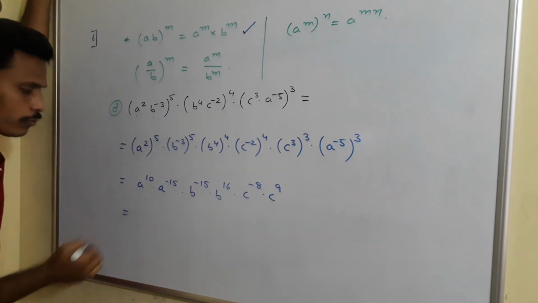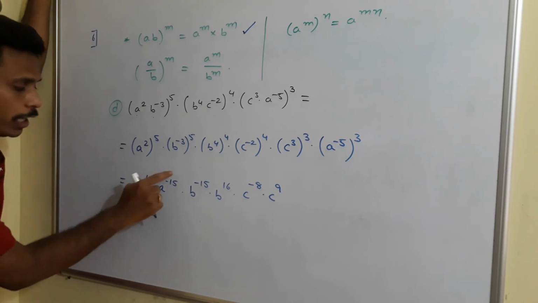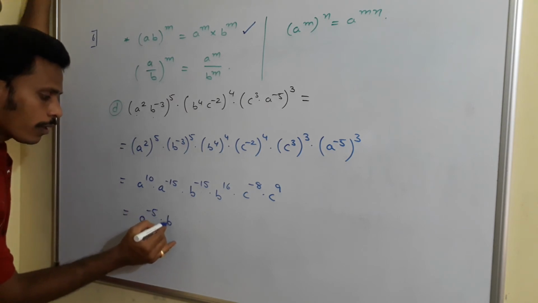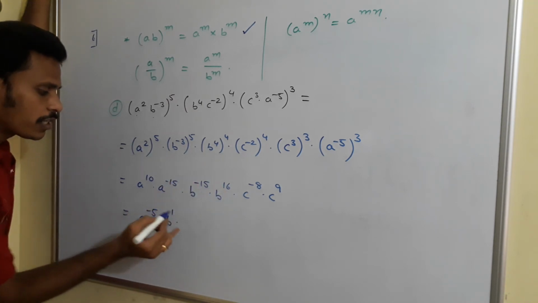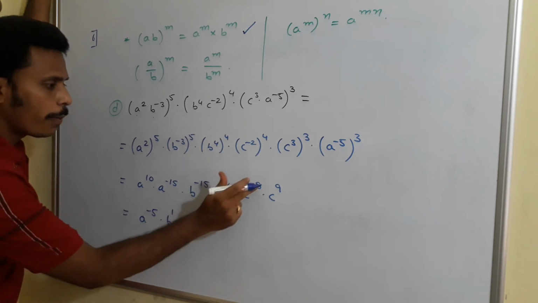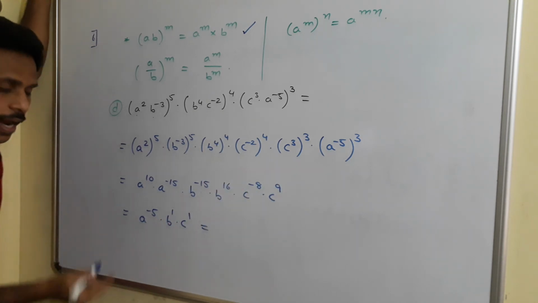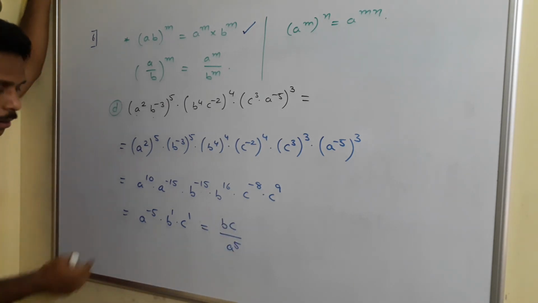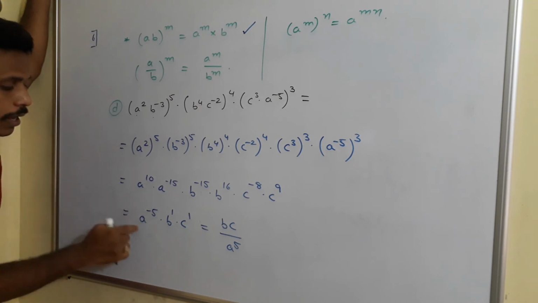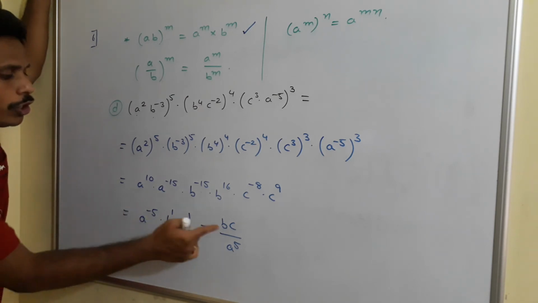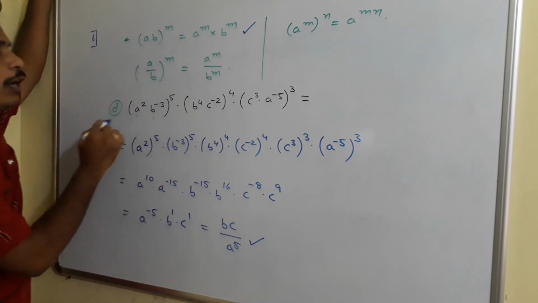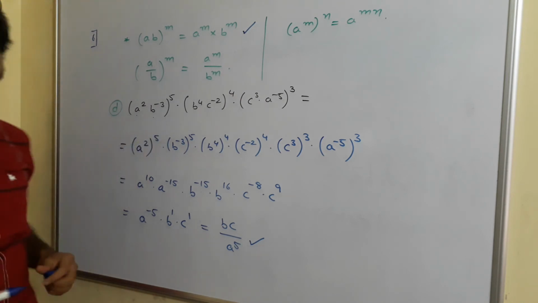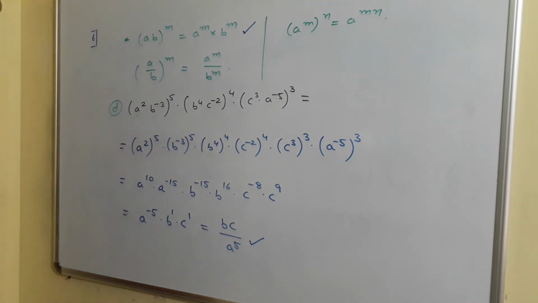And now this is equal to, since the bases are the same, we need to add the powers. So A power 10 minus 15 is minus 5, into B power minus 15 plus 16 is 1, into C power minus 8 plus 9 is 1. And again we have a chance to rewrite it like this: BC divided by A power 5, because A power minus 5 can be written as 1 by A power 5, into BC. And this is the simplified value for this problem with the help of the first law. Okay, just have a look.